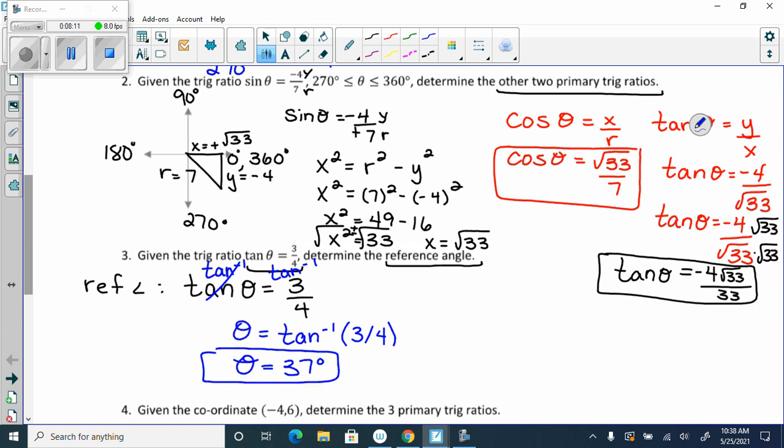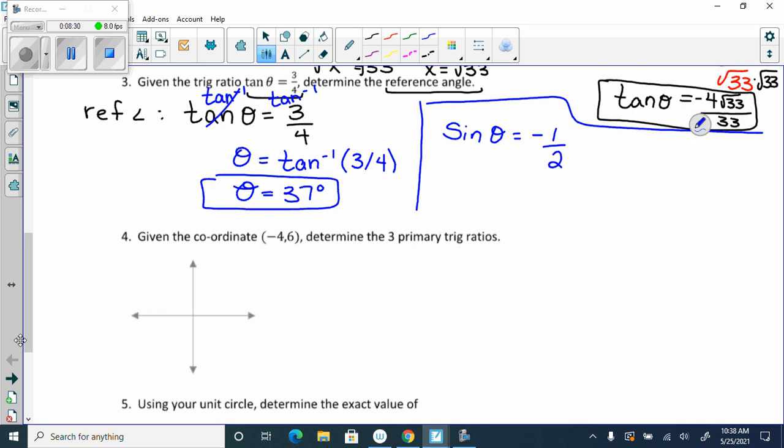Okay? What if I give you this? Say I give you sine theta equals -1/2. And I want the reference angle. You try that one. Sine theta equals -1/2. I want the reference angle.